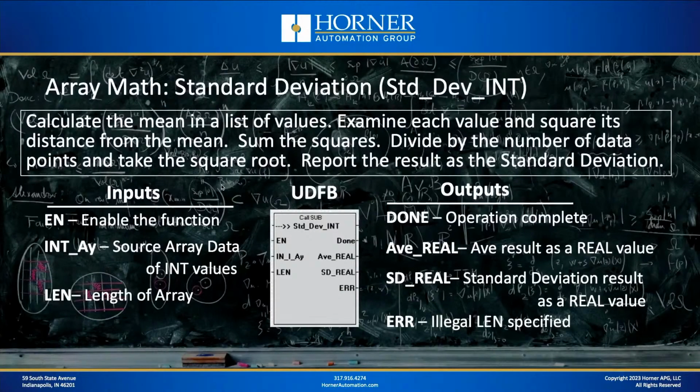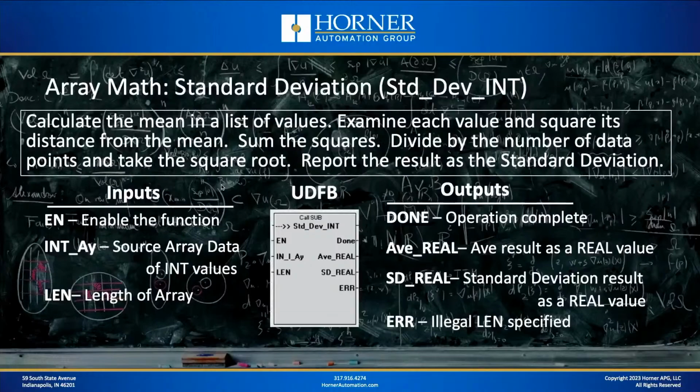Now, standard deviation is more complicated than any of the ones we've talked about before. Standard deviation is something that's extremely useful for statistical analysis, and it's used in quality control all over the place. So how do you calculate standard deviation if you're going to do it manually? Well, here's what you do. The first thing you're going to do is take your set of values and calculate the mean, which is basically just another word for average.